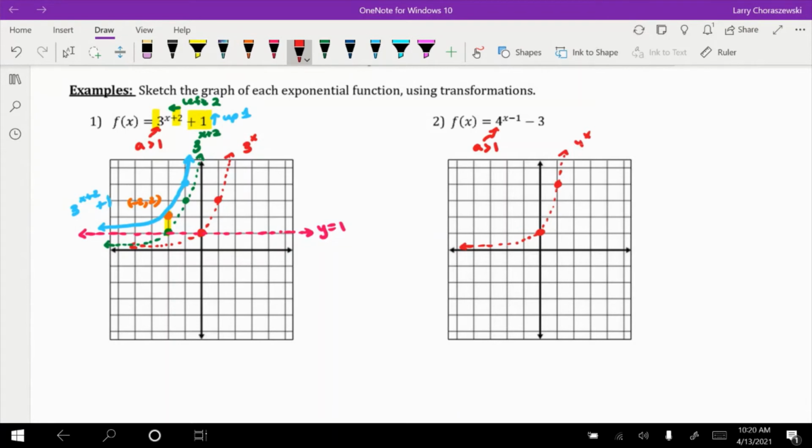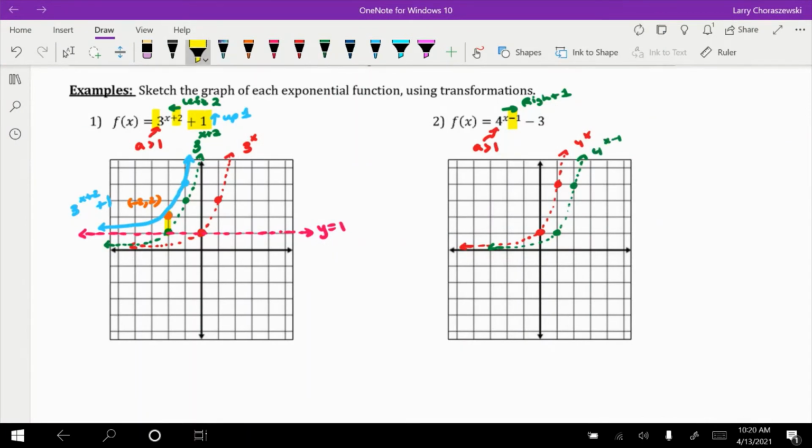What's our first transformation? Right by 1. Yep, very good. I'll take these 2 points, move them to the right by 1. The horizontal asymptote also moves right by 1, but that's still going to lie along the x-axis. It's 4 to the x minus 1.